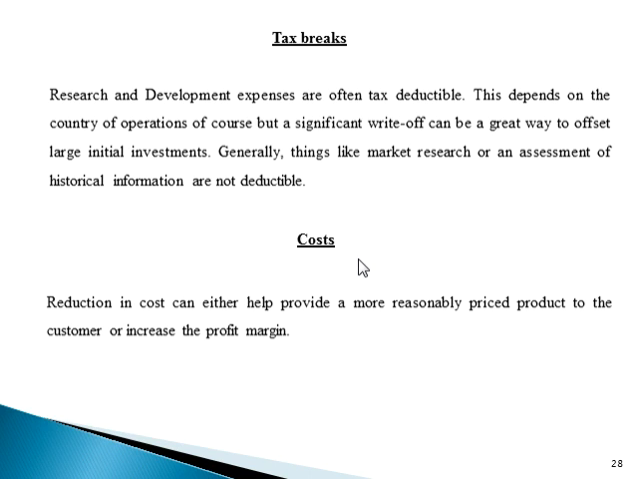cost. So a reduction in cost can either help provide a more reasonably priced product to the customer or increase the profit margin. There are 2 points: reasonably priced product to the customer, or increase the profit. They have to decide. It means there is a benefit and there is an advantage.